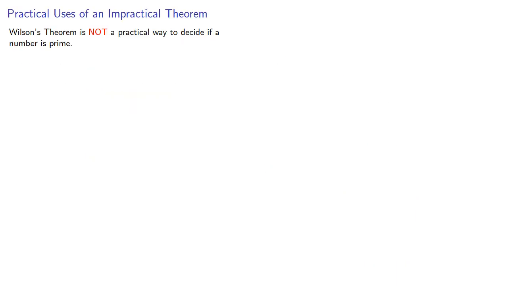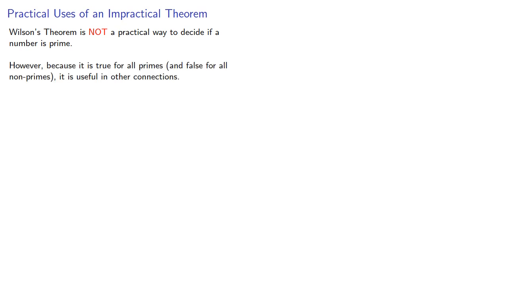Now, Wilson's theorem is not actually a practical way to decide if a number is prime. However, because it is a theorem that is true for all primes and false for all non-primes, it's useful in other contexts. We'll take a look at those next.